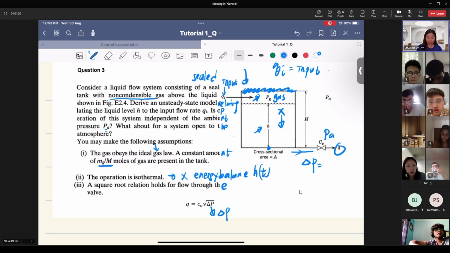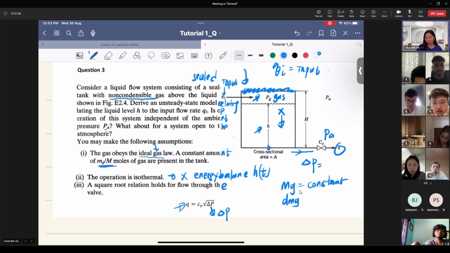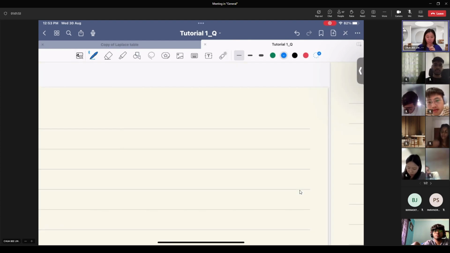So from here, equations are given for the exit flow rate. And they say you can use the ideal gas law and you can use a constant mg. If they say mg is constant, when you have dmg over dt, it will give you 0 because mg is a constant number. Okay, so I will solve this.